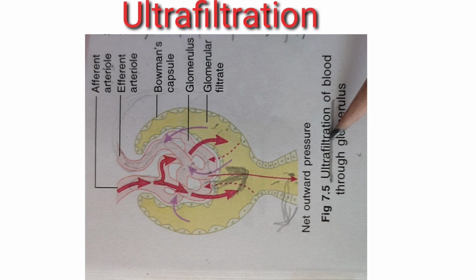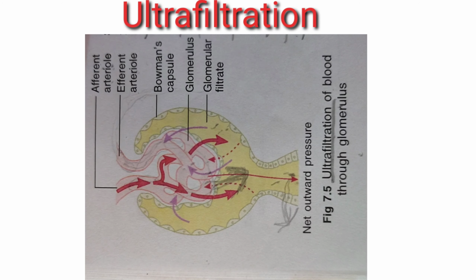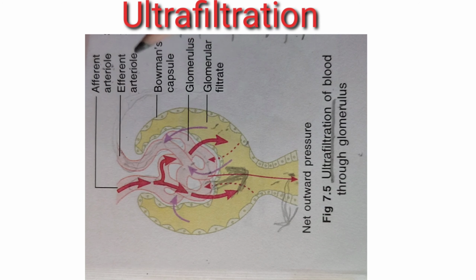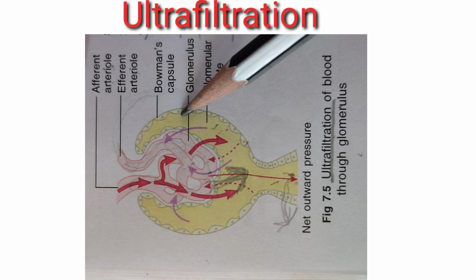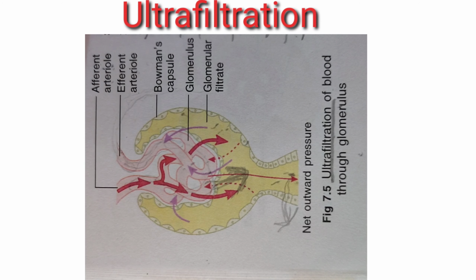So, understood ultrafiltration? Now next we will be discussing your selective reabsorption. Your ultrafiltration takes place in your Bowman's capsule. Your selective reabsorption will be taking place in other parts of the nephron. Most probably, maximum reabsorption takes place in your proximal convoluted tubule.